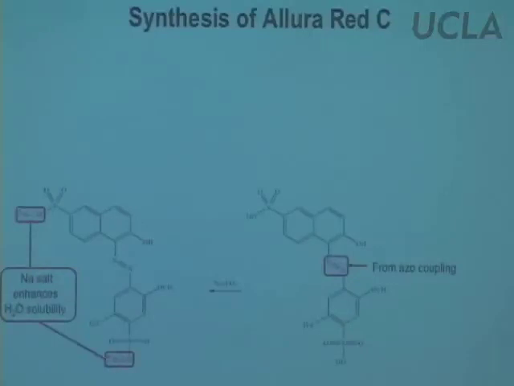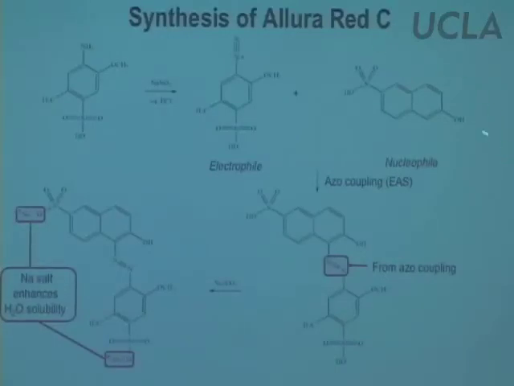It's got a nitrogen-nitrogen double bond between two aromatic rings, so that suggests electrophilic aromatic substitution, azo coupling. So one of these guys has to be the nucleophile, one of these guys has to be the electrophile. It turns out it's easiest to use this guy for the electrophile and this guy for the nucleophile. All right, so where this comes from, well, the N2 was the NH2. That we've talked about before.